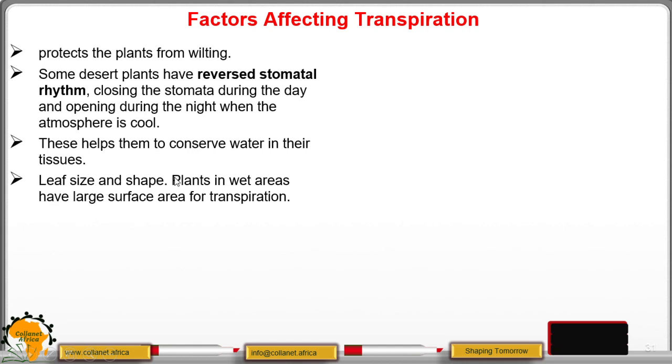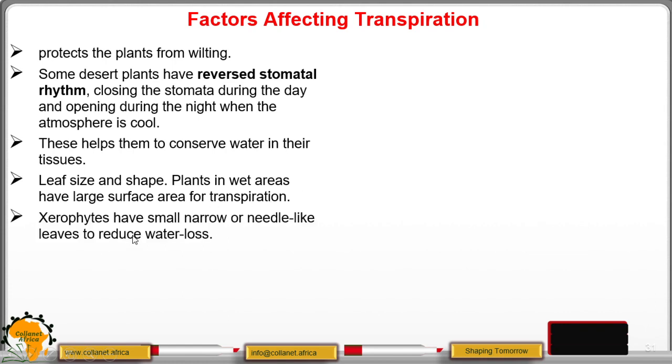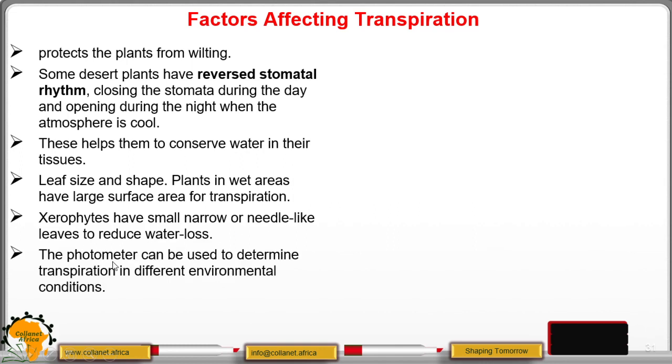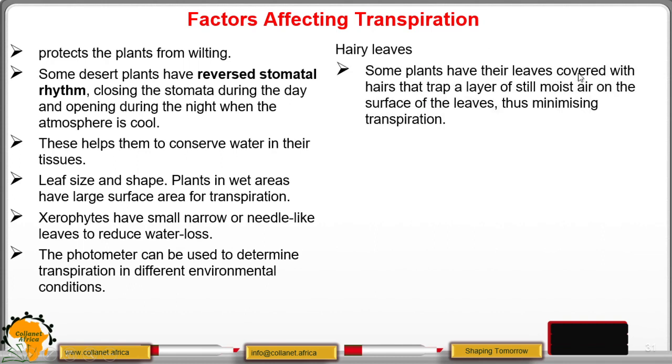We also have leaf size and shape, whereby plants in wet areas have a large surface area for transpiration. Xerophytes have narrow or needle-like leaves to reduce water loss. If you have ever seen a cactus, the leaves are needle-like. The photometer can be used to determine transpiration in different environments, as we had seen. Another factor is hairy leaves, and some plants have their leaves covered with hairs that trap a layer of still moist air on the surface of the leaves to minimize transpiration.